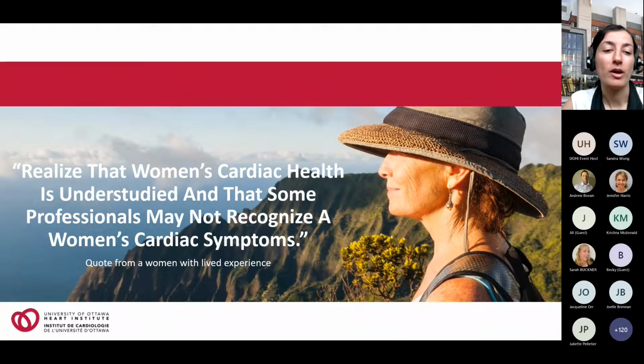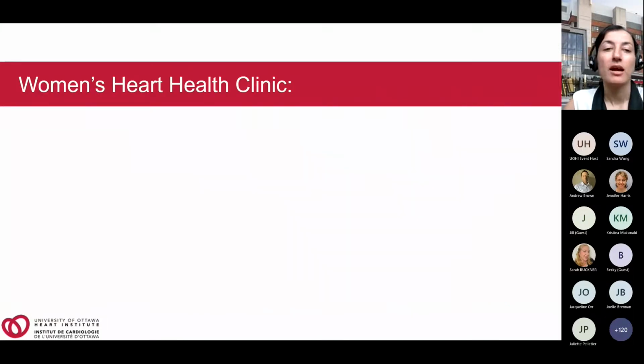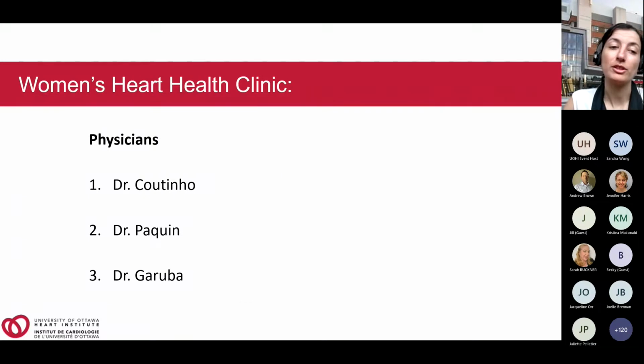Another quote from another patient was: realize that women's cardiac health is understudied and that some professionals may not recognize a woman's cardiac symptoms. So in our clinic, we have 3 doctors, Dr. Coutinho, Dr. Packin, and Dr. Gerua, and I am the nurse for the clinic.